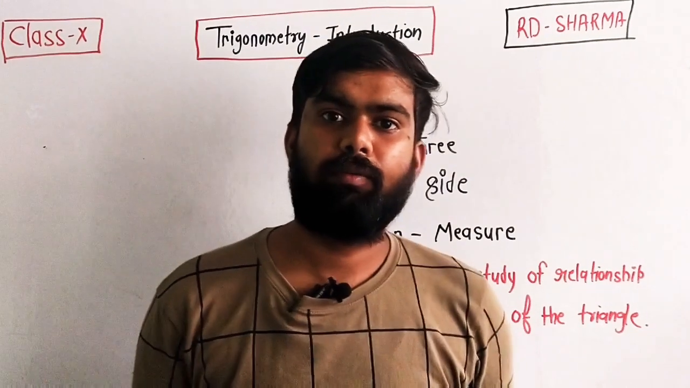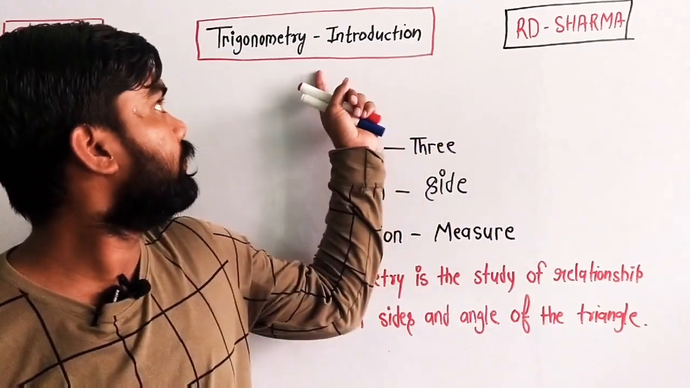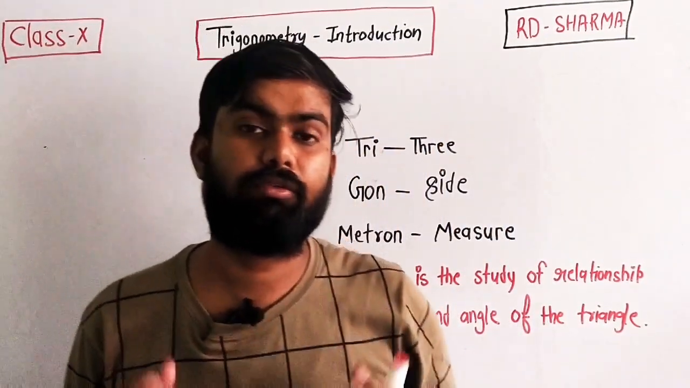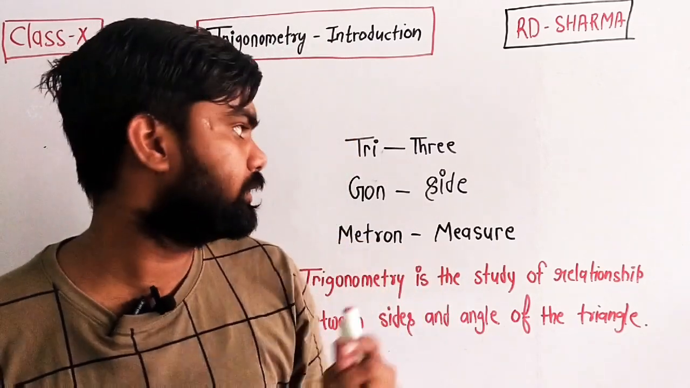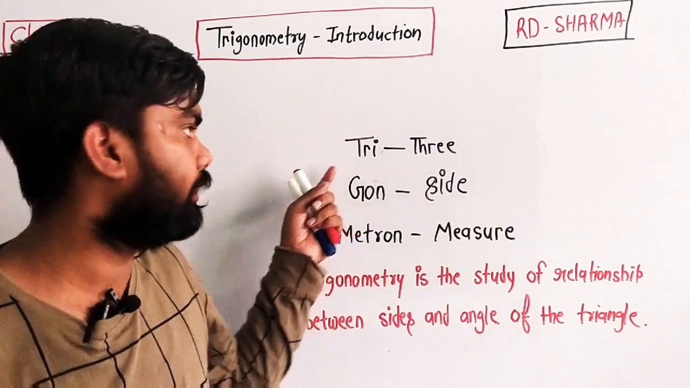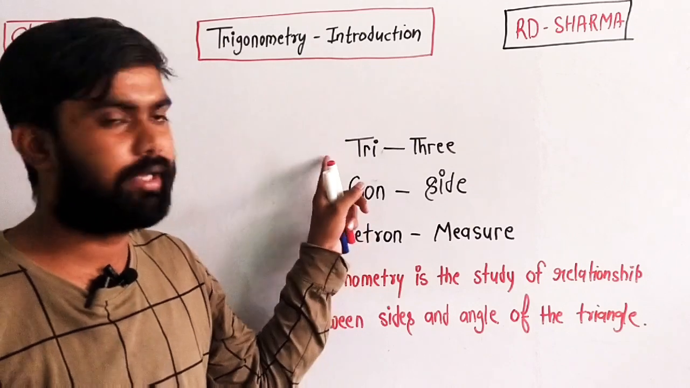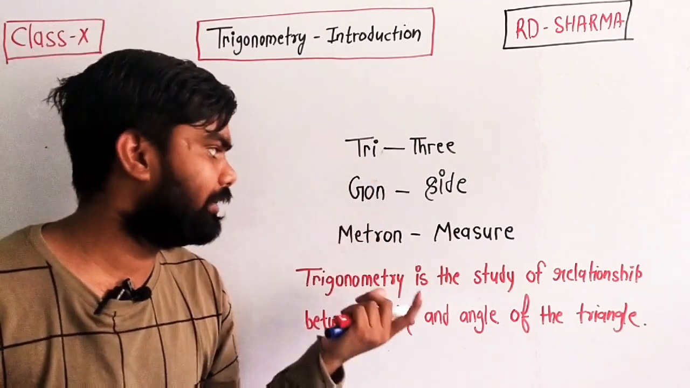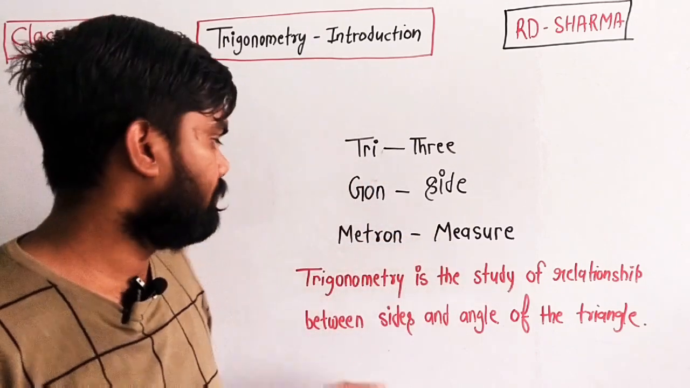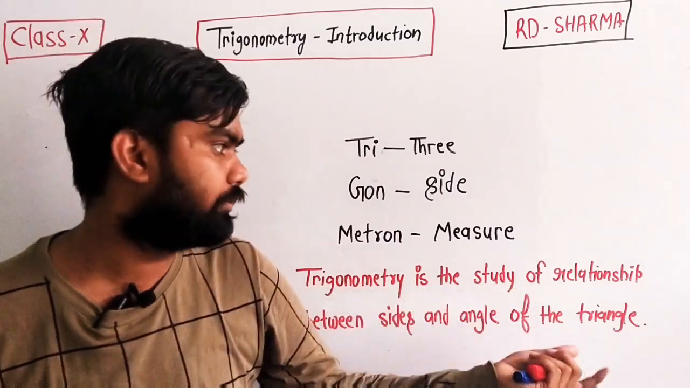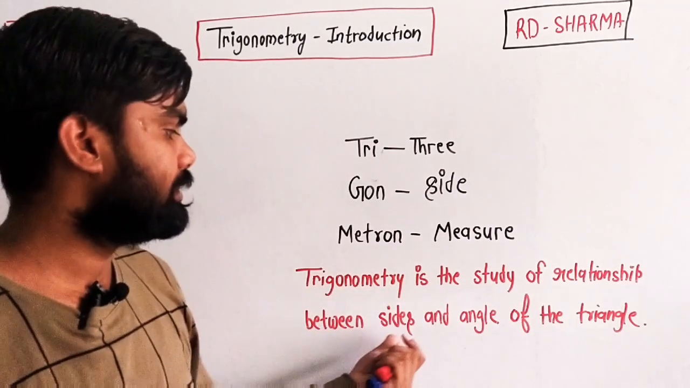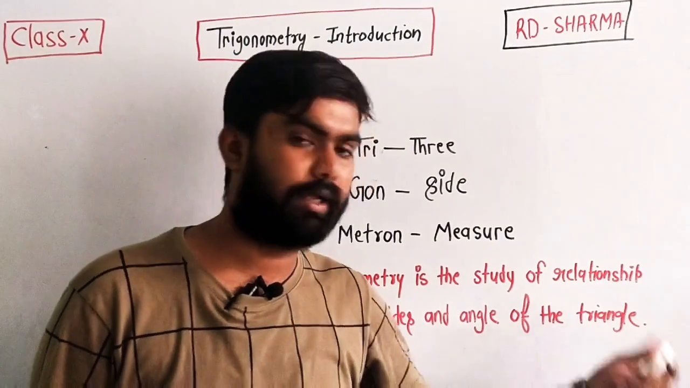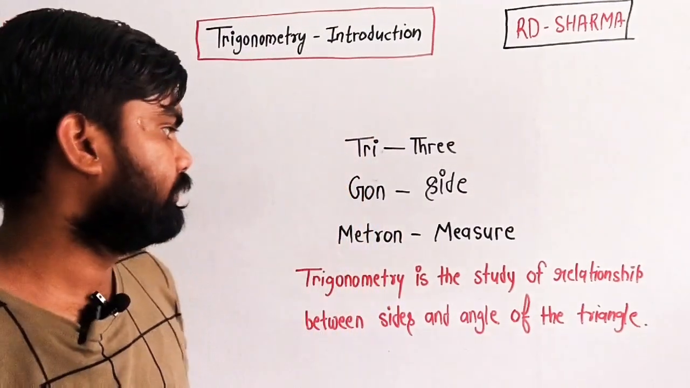First of all we will discuss the word trigonometry. What is the meaning of trigonometry? The word trigonometry is made up of three words: tri, gon, metron. Tri means three, gon means side, and metron means measure. Basically, trigonometry is the study of the relationship between the sides and angles of a triangle. What is the meaning of it?